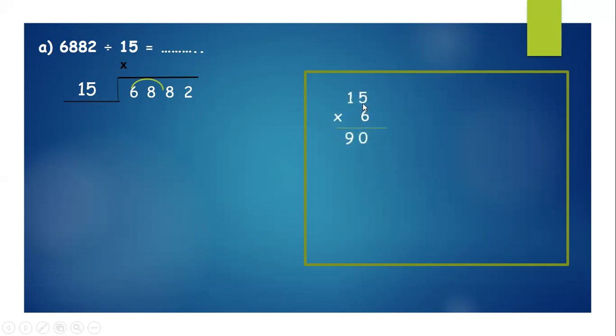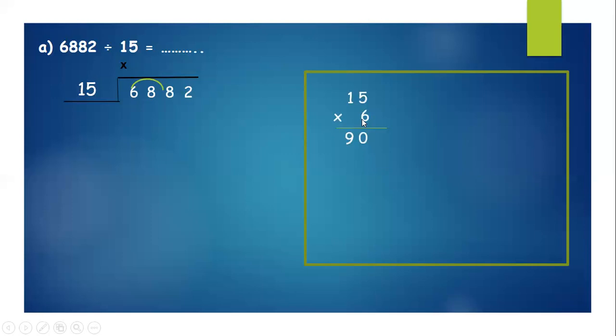6 times 5, 30. We write 0 and we carry 3. 6 times 1, 6 plus 3, 9. So the answer is 90. Can we write 6 in the quotient? No, because 90 is bigger than 68. So the answer is not 6.